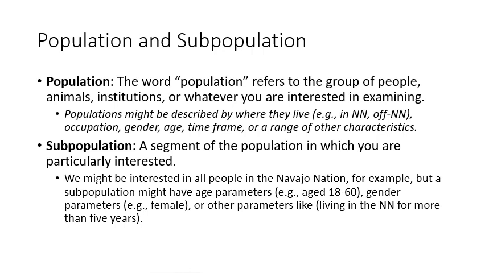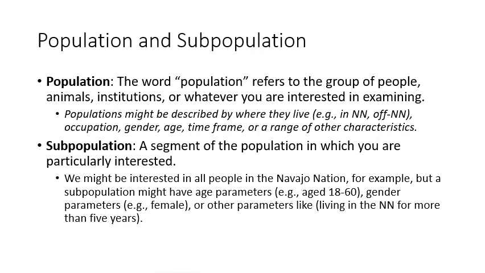So this is what you're doing. Who are you interested in? The large group. And you may narrow it down even more. Maybe you have a subpopulation, a smaller segment of the population in which you're particularly interested. So maybe you're interested in all people on the Navajo Nation, but the subpopulation might have age parameters, maybe just people aged 18 to 60, or gender parameters, female people in the Navajo Nation, or other descriptors like living in the Navajo Nation for more than 5 years.